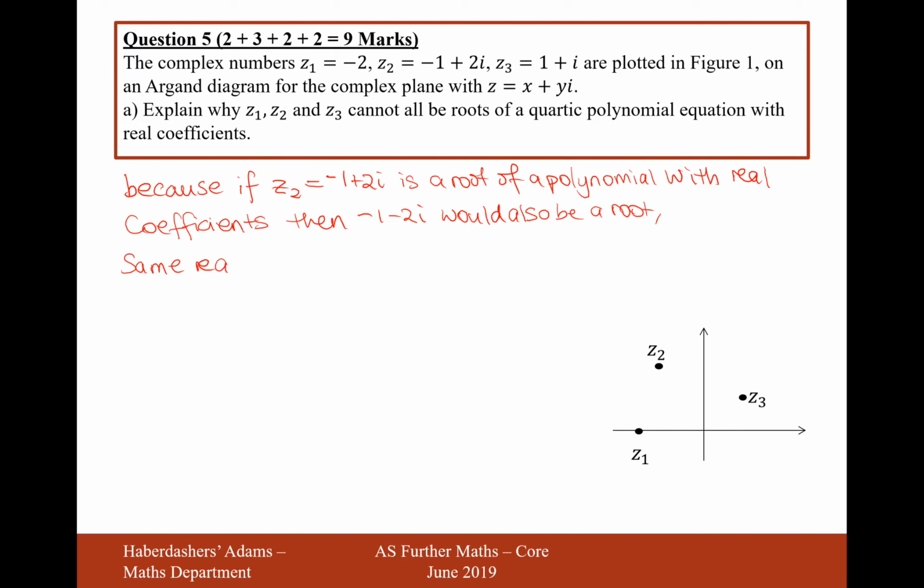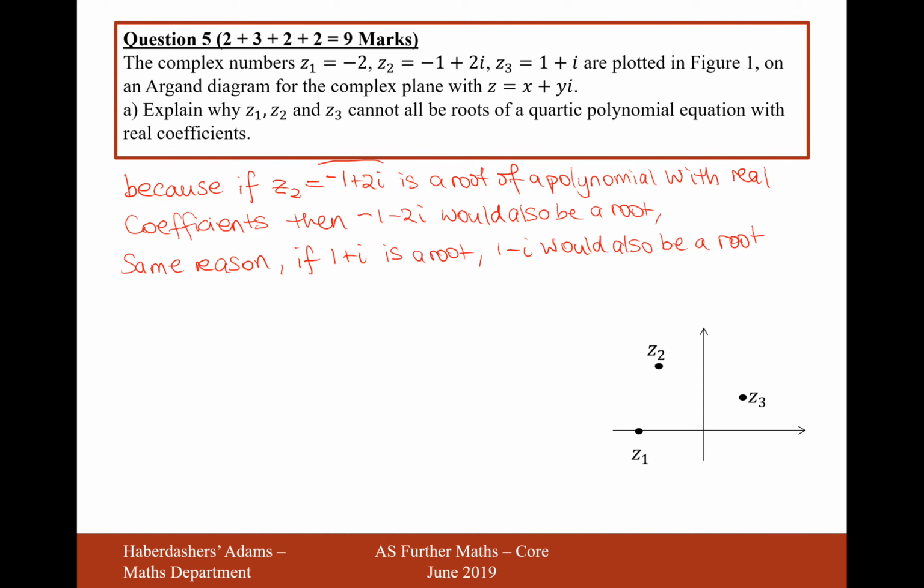For the same reason, if 1 plus i is a root, 1 minus i would also be a root, because complex roots come in complex conjugate pairs.